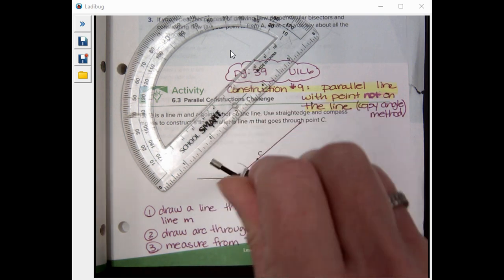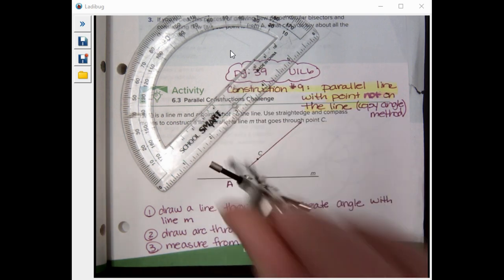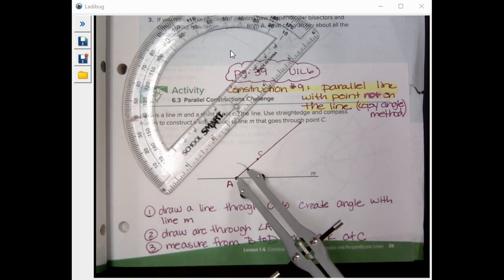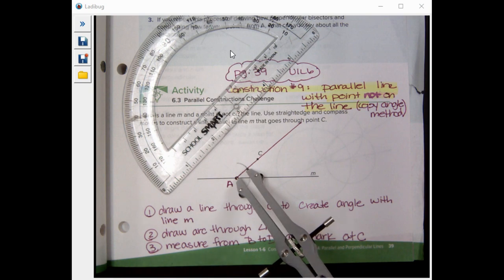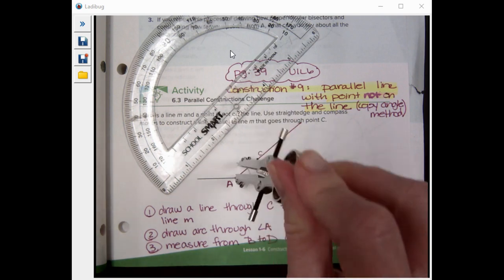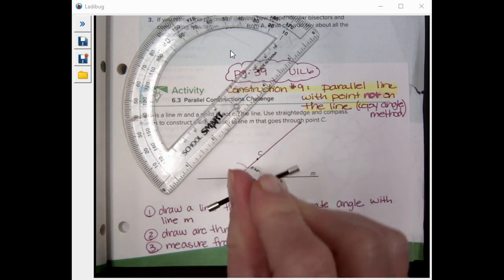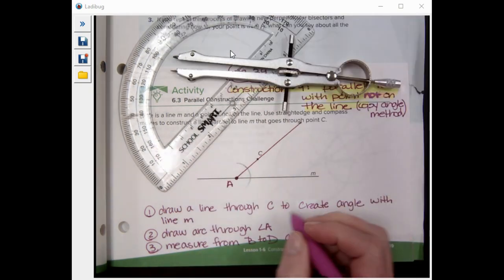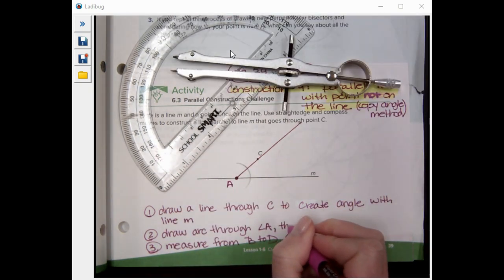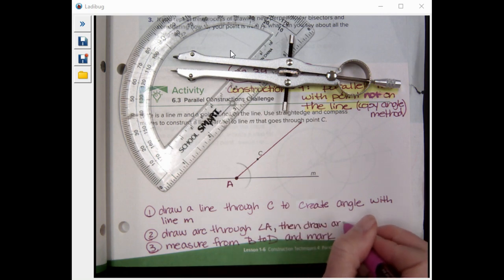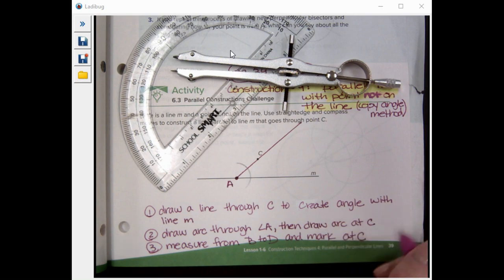You can draw a whole circle if you want, but I'm really looking for these two intersection points. So again, you set the compass to anything you want. My recommendation is that it doesn't go past C, nor is it too close to C. Some distance. So I'm going to draw this arc at A. Now, if you've already written it down, then draw arc at C.